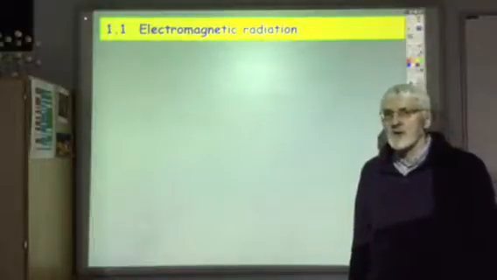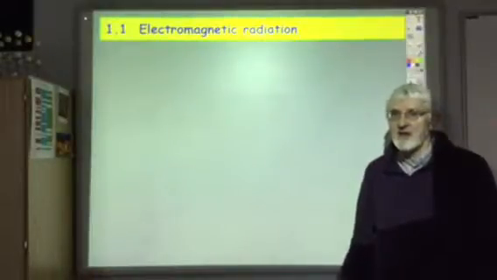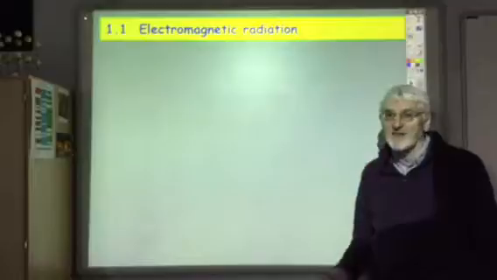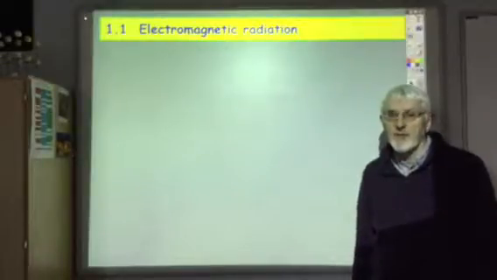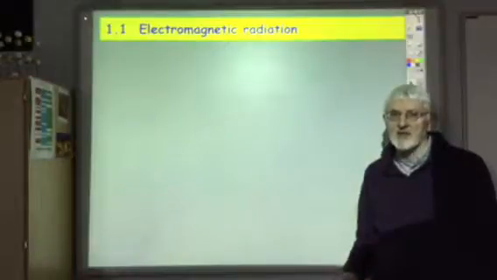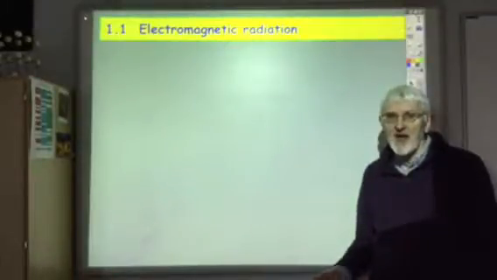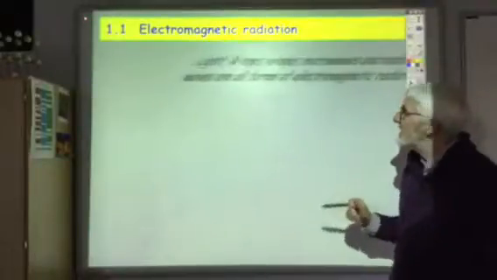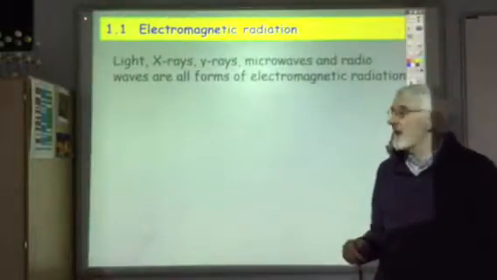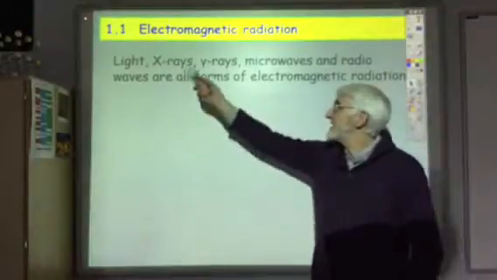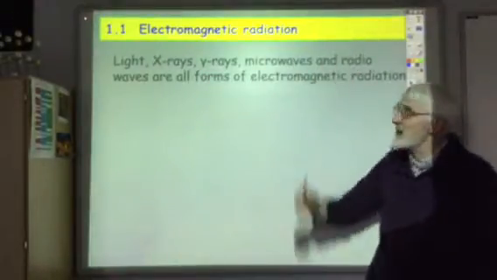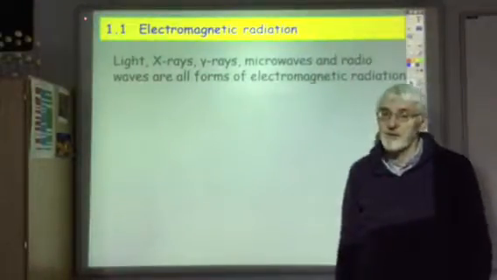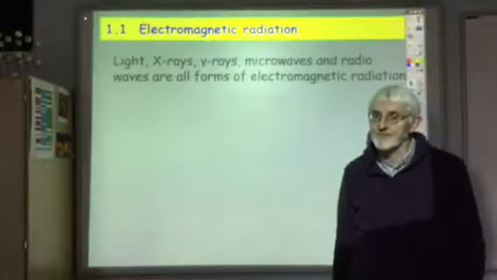We come across electromagnetic radiation every day in our lives. Light, visible light for example, is a form of electromagnetic radiation. Red light, orange light, blue light, and other things like infrared, ultraviolet light, X-rays, gamma rays, microwaves, radio waves. These are all different forms of electromagnetic radiation.